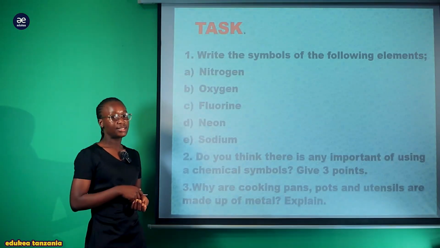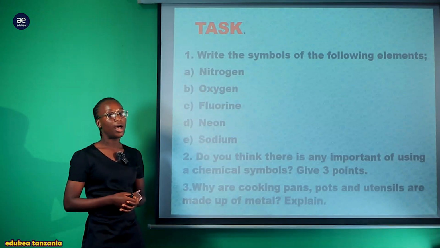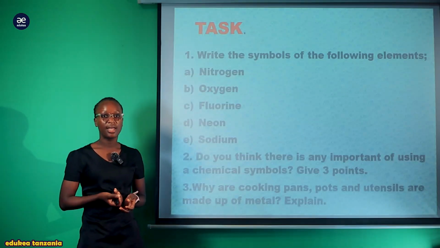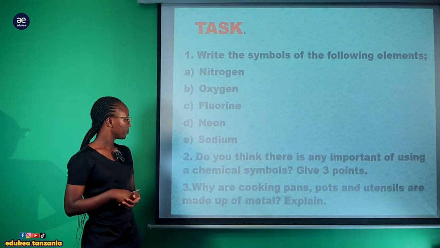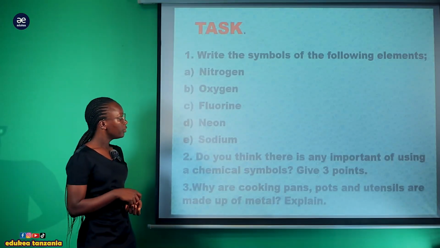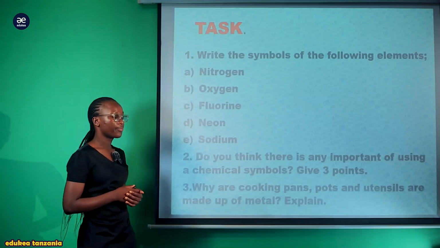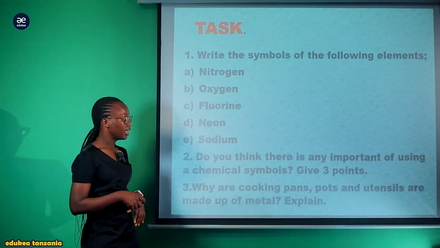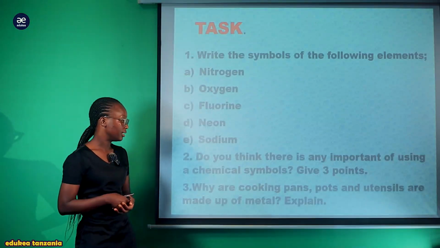Another is, do you think there is any importance of using a chemical symbol? If yes, give 3 points. If not, also give 3 points according to your understanding. Another question is, why are cooking pans, pots, and utensils made up of metal? Explain.